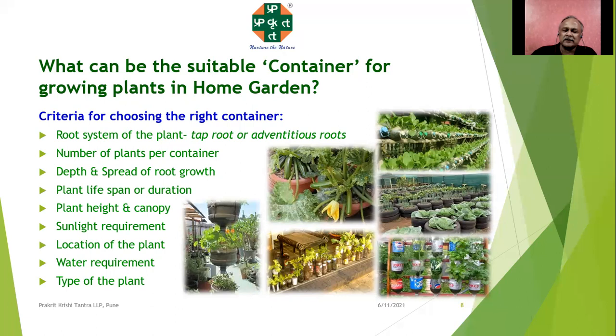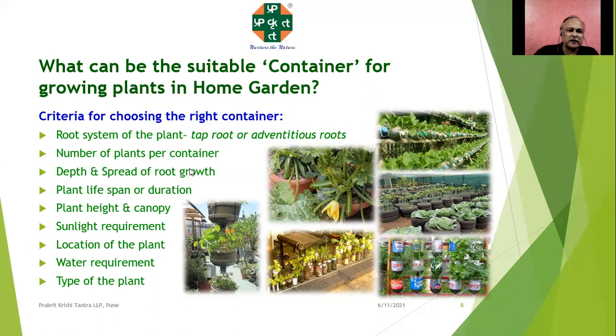So I will just speak about certain basics while considering the size and design of the container, and what kind of plants are to be grown in the respective container. So the root system is very important, and there are two types of roots. One is taproot and the other is adventitious root. So we must know the plant which we want to grow, and what kind of root system it has. And I'll explain about that in further slides, the root structure also.